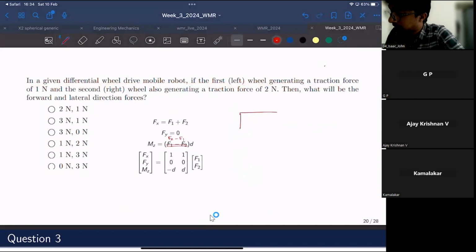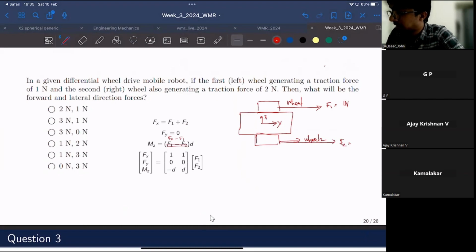If you can recall, this is the chassis, this is the x-axis, this is the y-axis. By convention, we choose the wheel along the x-axis to be wheel 1, and we choose this to be wheel 2. The traction force along wheel 1, F1, is given as 1 Newton, and the traction force along wheel 2, F2, is given as 2 Newtons as per the question. Then what will be the forward and lateral direction forces?